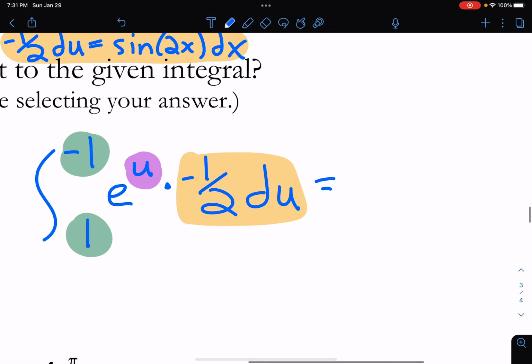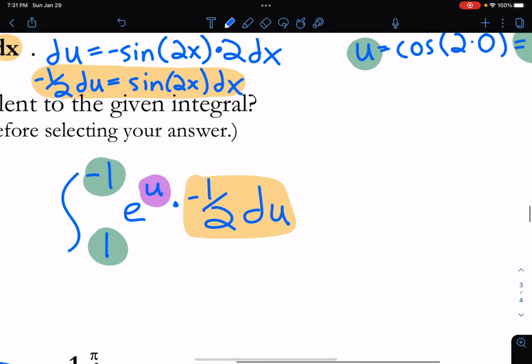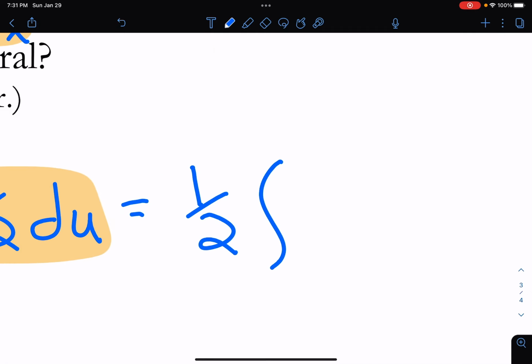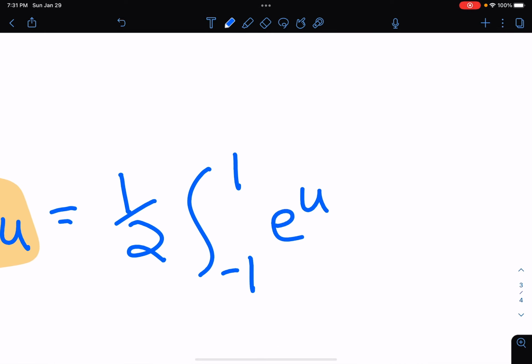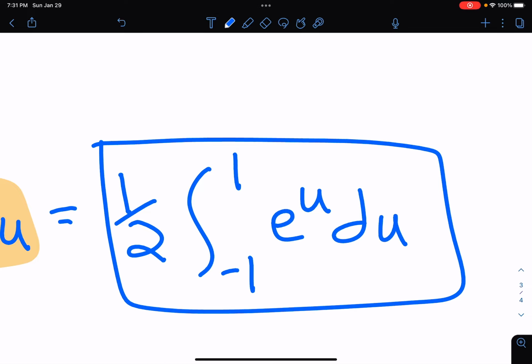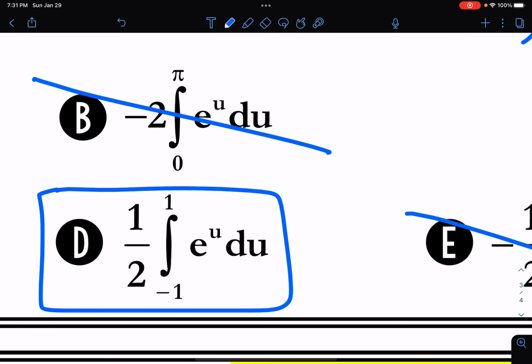So this integral is the same as, let's take the 1/2 out, I can multiply by a negative 1. This negative can be used to flip these limits of integration. So I'm not going to write a negative here. This can now be negative 1 to positive 1 of e to the u du. And that can be my final answer, positive 1/2. And so my correct answer is D.